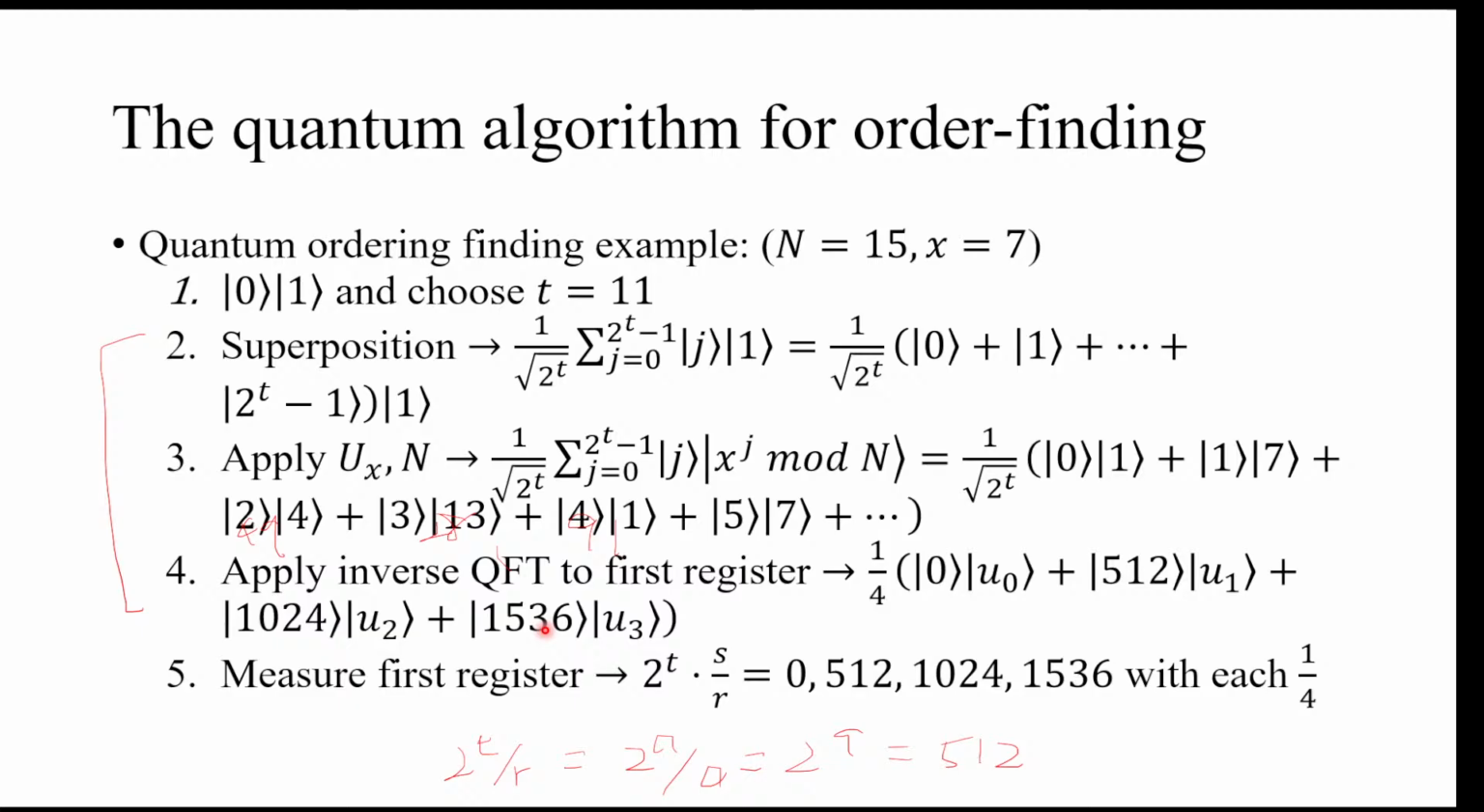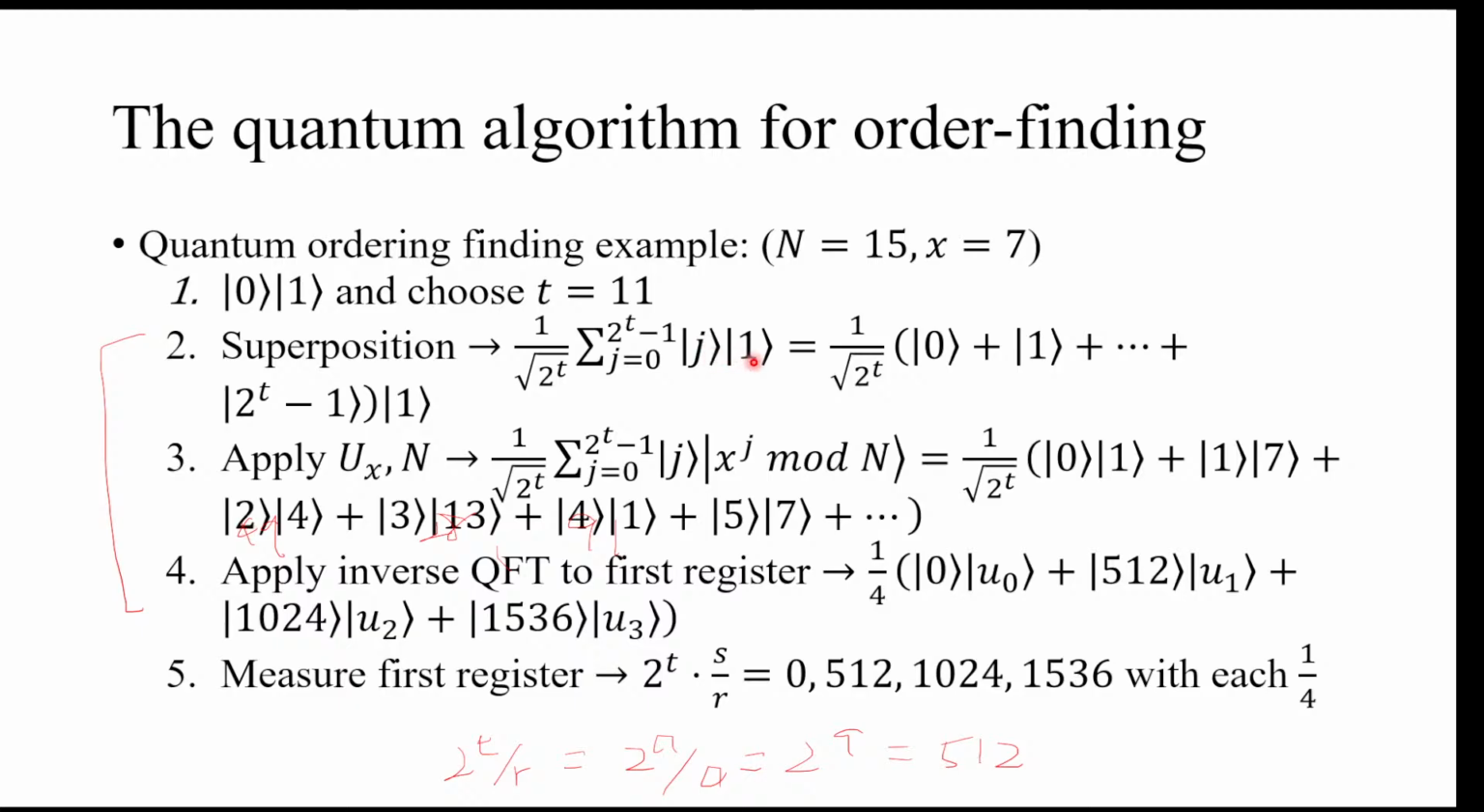On the first step of phase estimation, we will make the first register equal to a superposition over j, where j is from 0 to 2 to the t minus 1. So the first register runs from 0, 1 up to 2 to the t minus 1, and the second register will be 1. And then you apply U x conditioned on the first register.